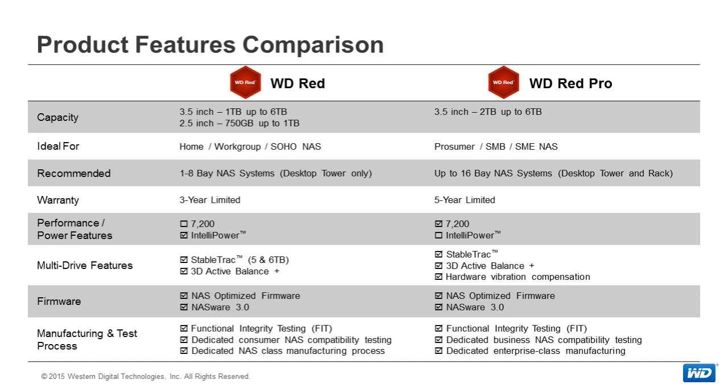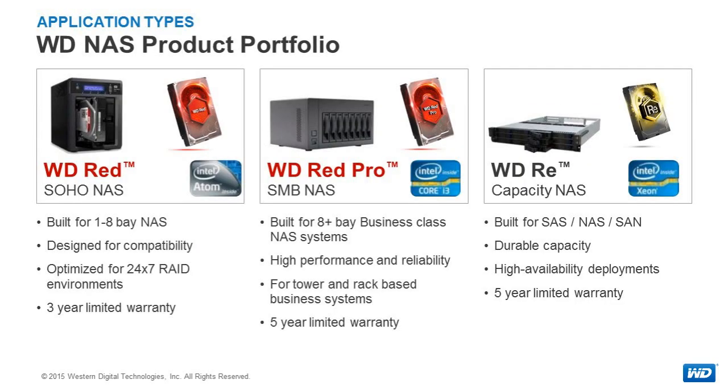So from a NAS product portfolio, we've got, again, WD Red targeted at SOHO and consumer NAS. The reason I put the processors here is just to put it in perspective. Most of the consumer and SOHO-based NAS systems are Atom or below. For the Red Pro, those are targeted more at SMB NAS and even small to medium enterprise NAS. And this is where you'll see more of the Core i3, i5, i7 types of processors, depending on the level of the NAS system.